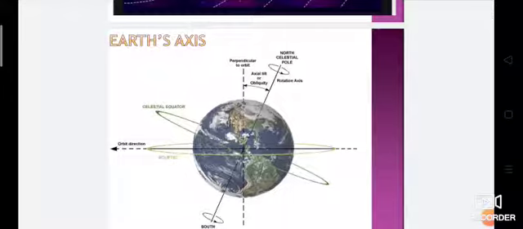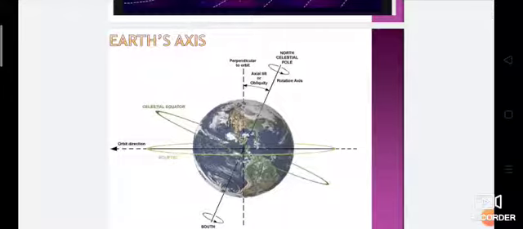Now, in today's class, we are going to discuss some important topics like escape velocity, Earth's orbit, sun clock, and perihelion and aphelion condition.